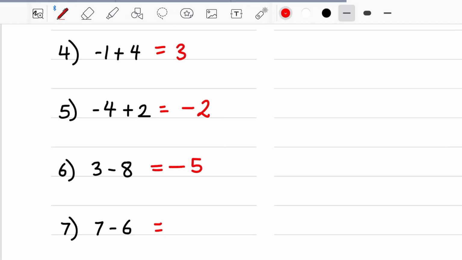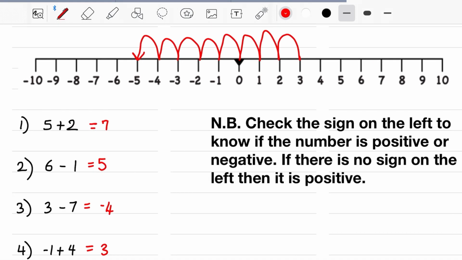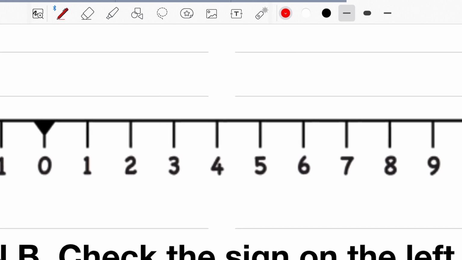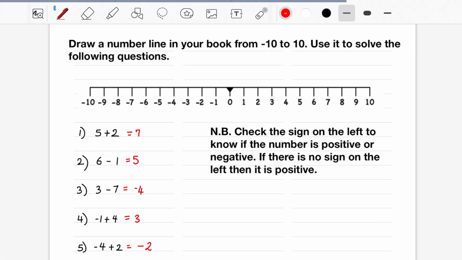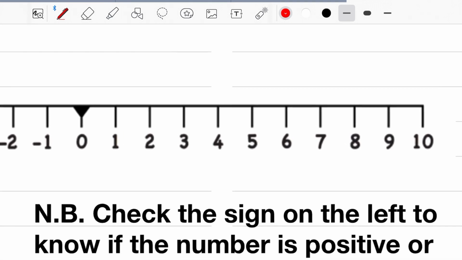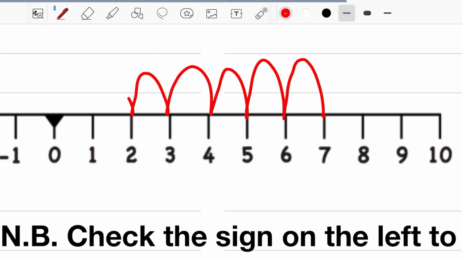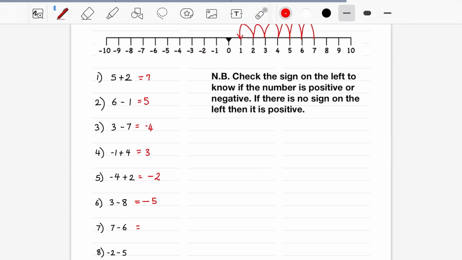Question 7. We have positive 7 minus 6, or 7 minus 6. So we find positive 7 on our number line. And we move 6 spaces to the left. 1, 2, 3, 4, 5, 6. So we end up at positive 1.